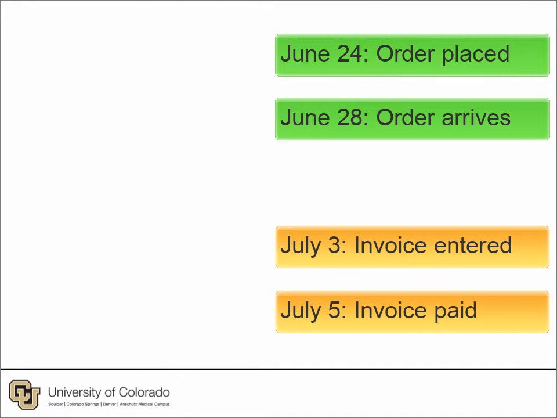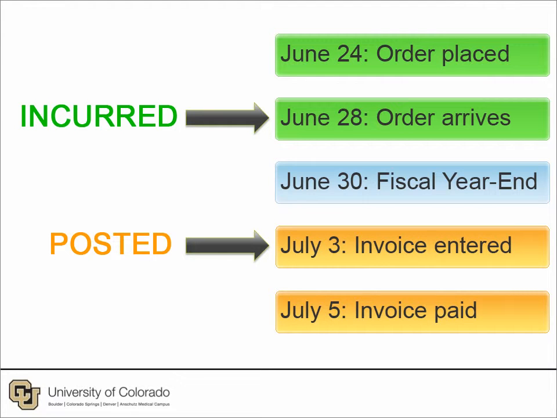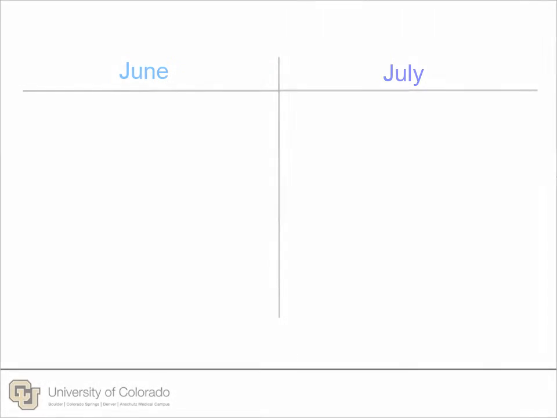When was the expense incurred? It was incurred in June when the order was received. When was the expense posted? It was posted in July when the invoice was entered. In the middle of these two events, on June 30, is fiscal year end.